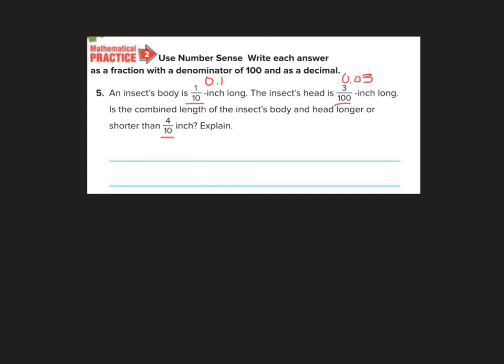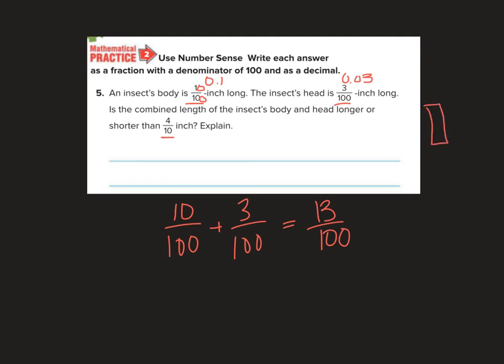So I need to get common denominators, so I'm going to multiply both by 10. So I'm adding 10 hundredths plus 3/100ths, okay, which is going to get me to 13 hundredths. And now what they want us to do is say, is that shorter or longer than 4/10 of an inch? So in order to compare fractions, we need to get a common denominator so that we are comparing the same size, okay?